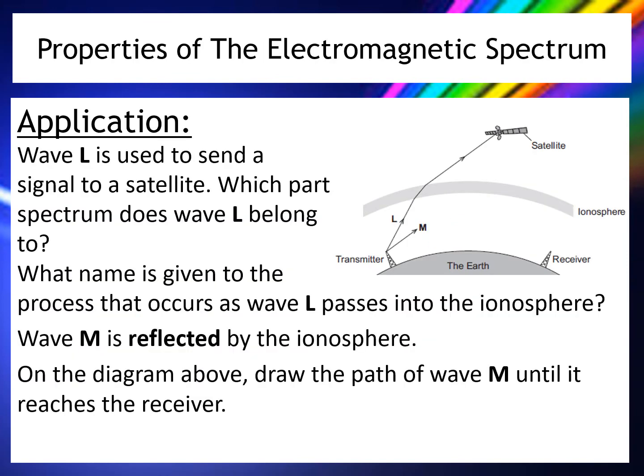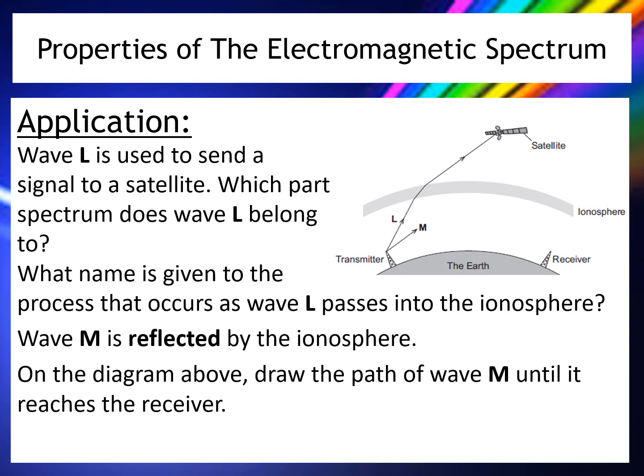So let's have a look at a practical application of what we've just learned. In the diagram, wave L is used to send a signal to a satellite. The first question is, which part of the spectrum does wave L belong to? Well, wave L is going to be a microwave because it's microwaves that we use to send signals to satellites.